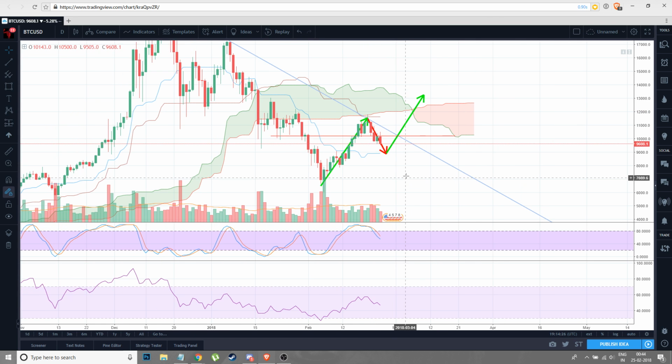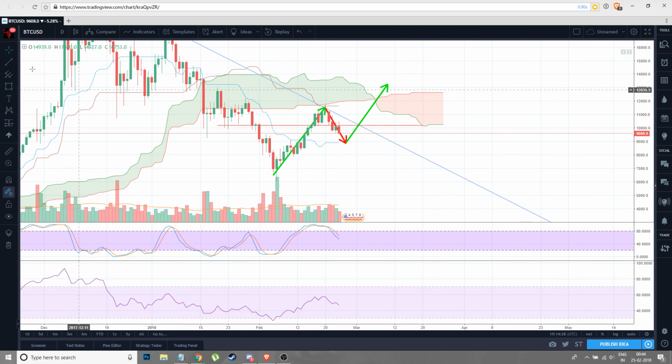So what's the problem? The problem is now there's a very clear bearish divergence on the stock RSI, right? Why am I so concerned?